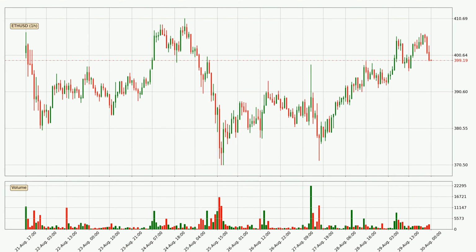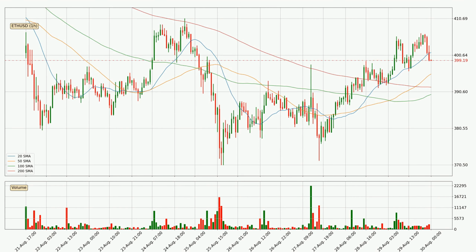Looking at the Ethereum hourly time frame, the price moved only slightly to the upside with around 1.3% in the last 24 hours, with a current price of $399. Jumping to the hourly simple moving averages, at the moment, the price is between the 50 and the 20 SMA. If the price bounces off the 50 SMA, which is currently at 395, it could be seen as a support, and the 20 SMA that is at 401 could be perceived as a resistance to the upside.